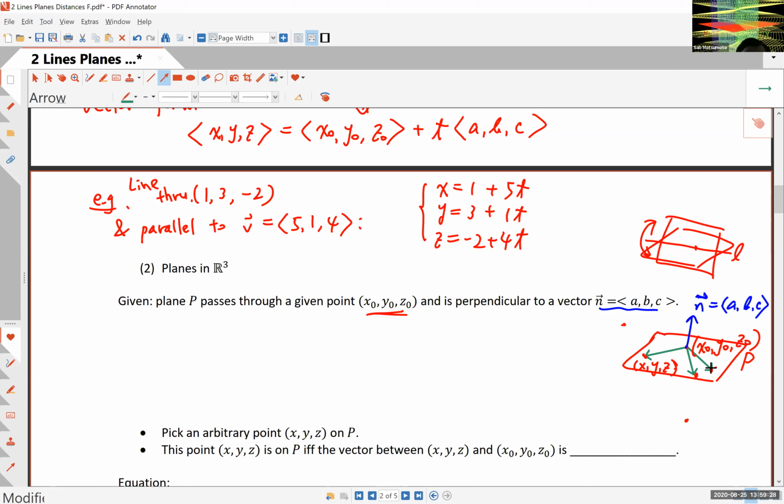Okay, so the idea is if you pick any random point XYZ on this plane, the vector connecting x naught, y naught, z naught, and x, y, z, so those are the green vectors you see here, they are always perpendicular to the normal vector n, right? That is the defining characteristic of all the points on the plane, right? So x, y, z, should I do this?